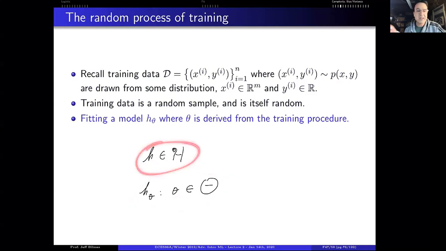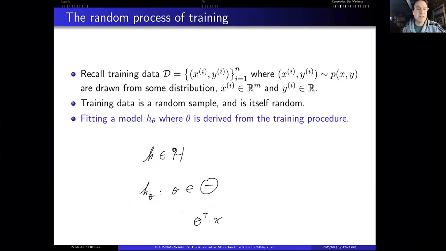Sometimes we do this because we've got enough other notation to worry about without having to worry about theta. Other times we want to worry about theta explicitly because there's something we want to do with theta, like, for example, talk about a dot product between theta and x. But the main point here is that we're talking about h sub theta, where h is derived from the training procedure, meaning that h is something.